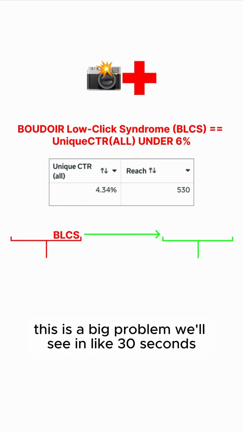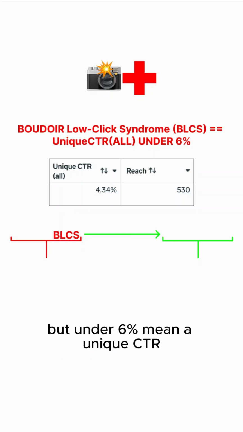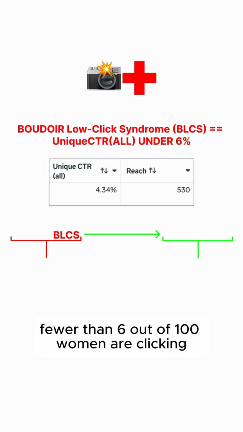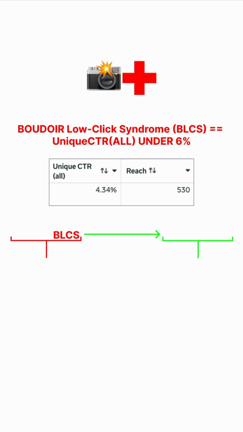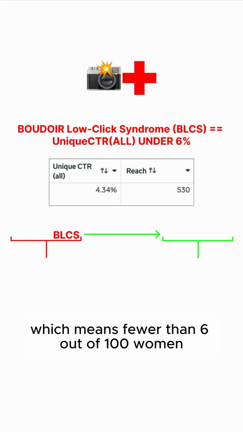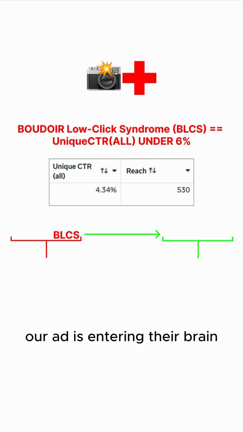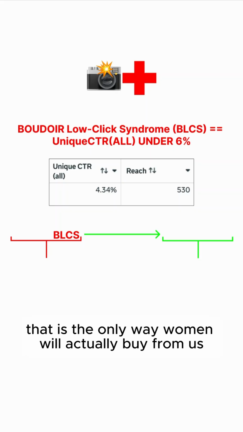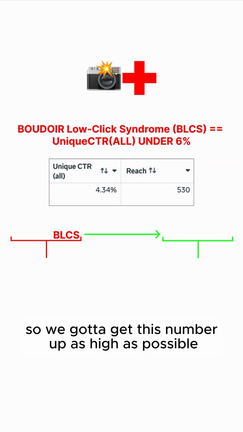This is a big problem, as we'll see in like 30 seconds. Under 6% means a unique CTR under 6%, which means fewer than 6 out of 100 women are clicking anywhere on our ad, which means our ad is entering the brains of fewer than 6 out of 100 women. And we care about that because if we can get our ad into their brain, that is the only way women will actually buy from us. So we've got to get this number up as high as possible.